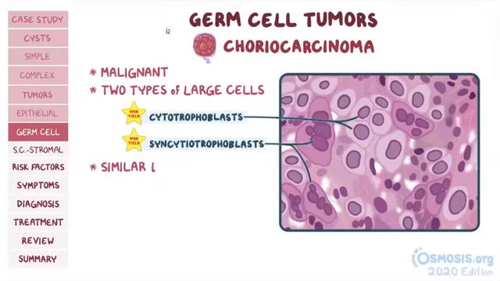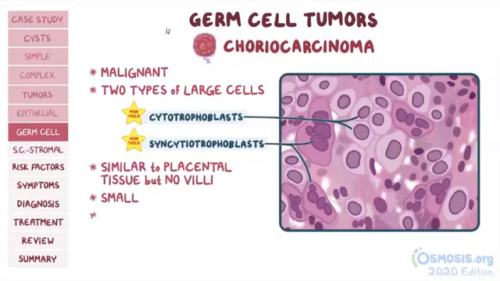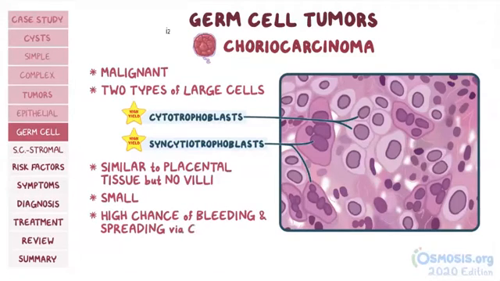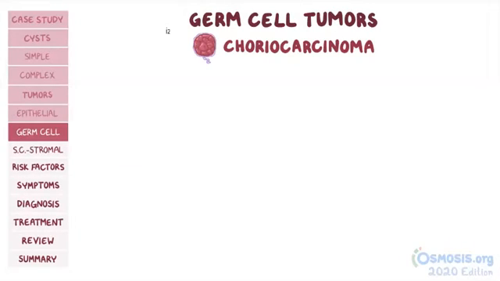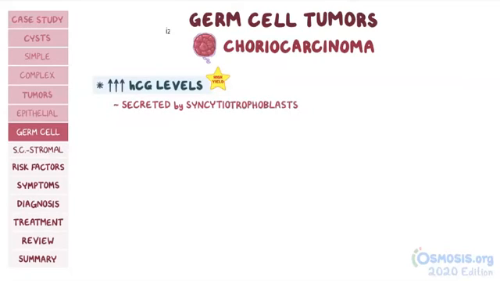Choriocarcinomas look very similar to placental tissue, but without villi. They're usually quite small but have a high chance of bleeding and spreading via the circulation. For your test, remember that lab tests will show extremely elevated HCG levels, which is secreted by syncytiotrophoblasts.